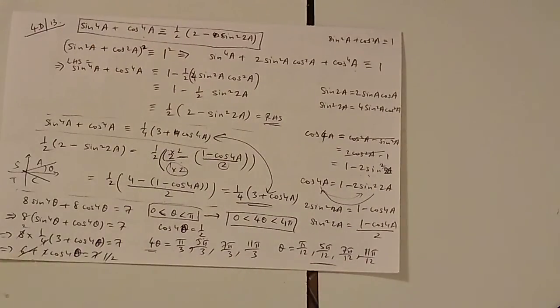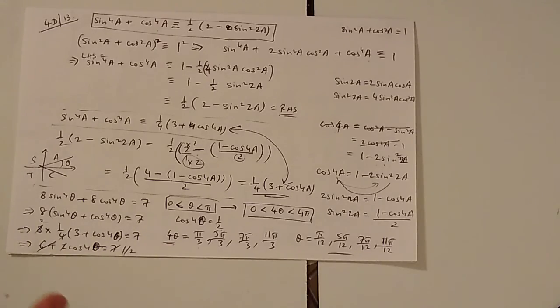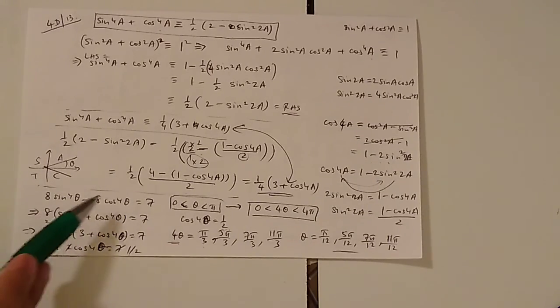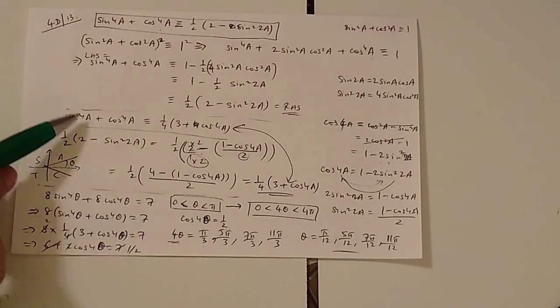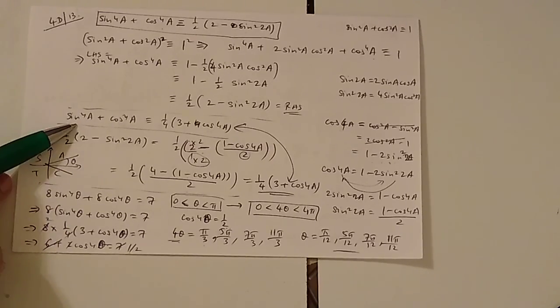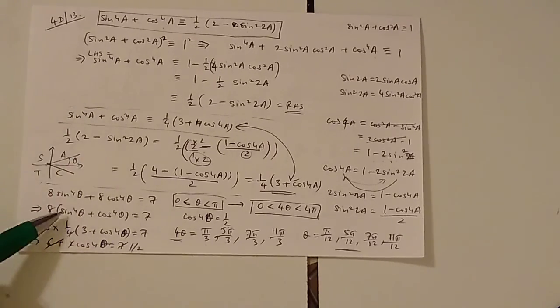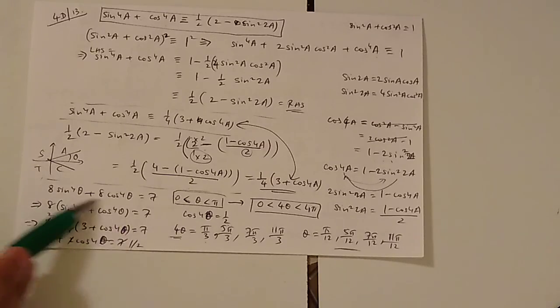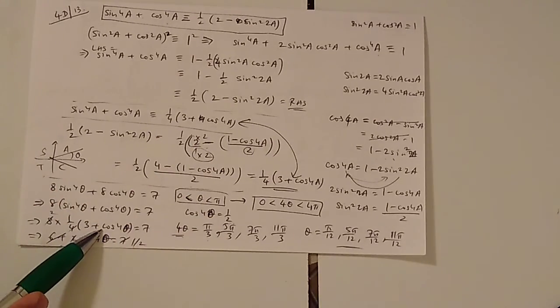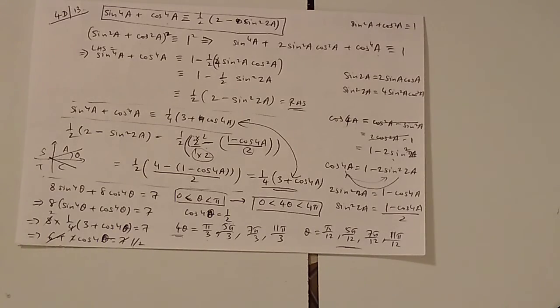That's our answer. Again repeating what we did in this question, we had 8 sin raised to 4 theta plus 8 cos raised to 4 theta. Our previous part had sin raised to 4a plus cos raised to 4a. So basically factorize 8 and then we substitute the expression from part B over here, and then the rest is going to be solving the trigonometric equation as we usually do in P2.